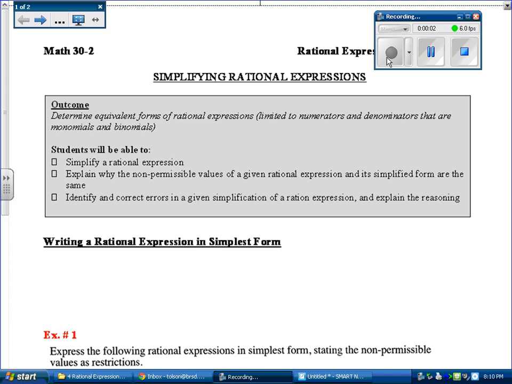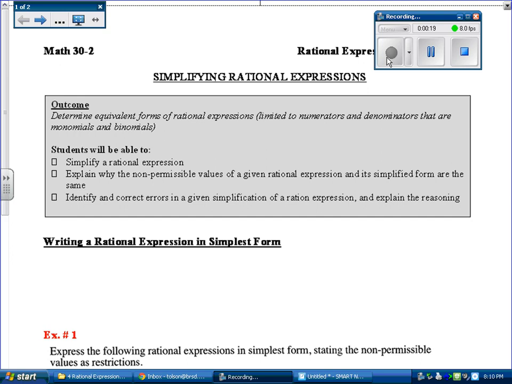Okay, Math 30s, welcome to Friday's lesson, Simplifying Rational Expressions. We're just building on what we did Wednesday with non-permissible values, restricted values, and yesterday with equivalent forms of rational expressions. Now what we're going to do is simplify rational expressions. So what we're doing is learning to write them in simplest form.